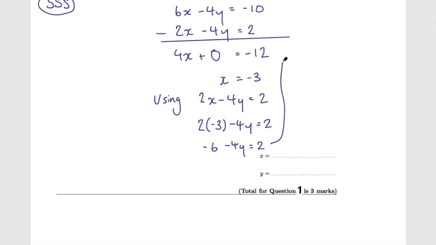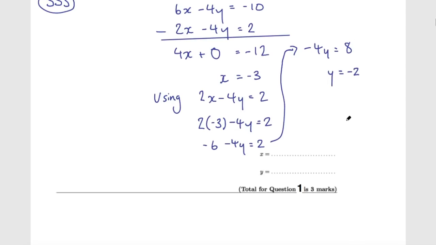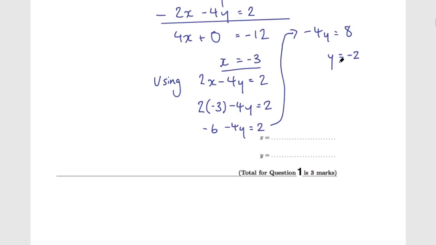I'll just bring it up here. And then add that 6 to the other side, so that's minus 4y equals 8. So y equals minus 2. Just divided that 8 by minus 4. So my solutions there are x equals minus 3 and y equals minus 2.